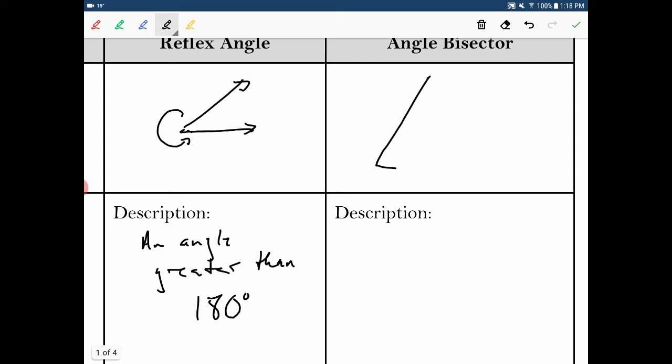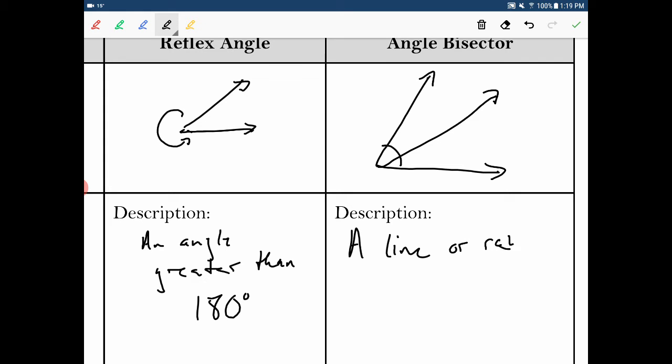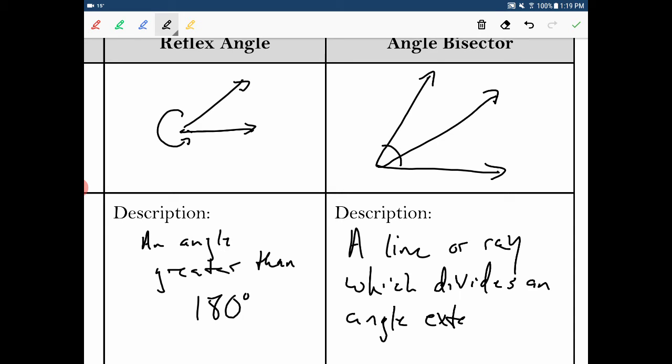And finally, an angle bisector. If we start by drawing our angle, that's our angle right there, and the angle bisector is this line right here, which cuts it exactly in half. So this is a line or ray, which divides an angle exactly in half.